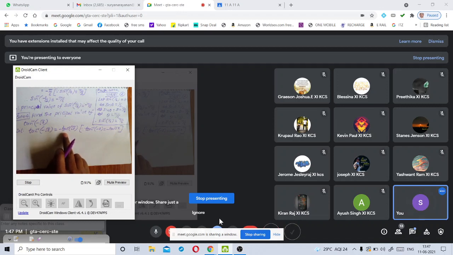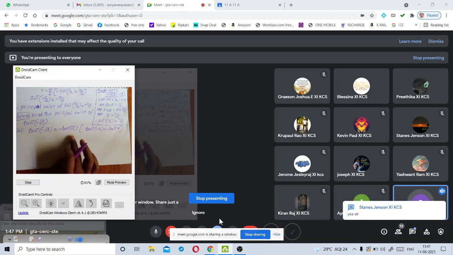Understood, my dear? Ayush, Kiran Raj, Yashwantram, Joseph, Jerome Jesli Raj, Stains Johnson, Kevin, Paul, Krupal, Preetika, and Blessina. Understood this step? Yes, sir.